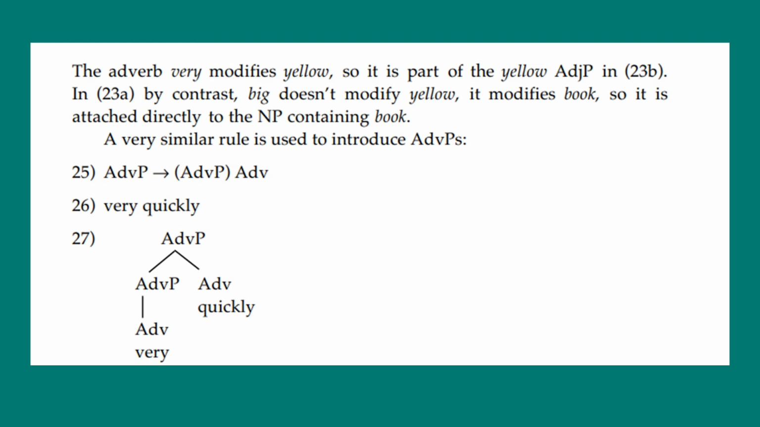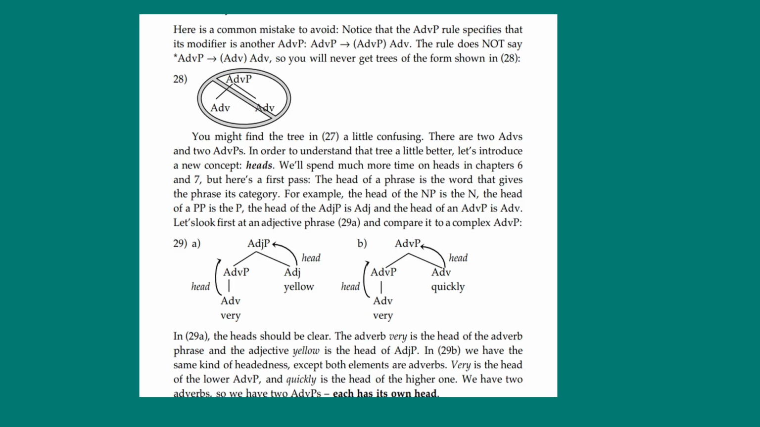A very similar rule is used to introduce adverb phrases. So adverb phrase goes to adverb. Very quickly. Just take a look at the figure in number 27. Here is a common mistake to avoid. Notice that the adverb phrase rule specifies that its modifier is another adverb phrase. Adverb phrase goes to adverb phrase or to adverb. The rule does not say adverb phrase goes to adverb adverb, so you will never get trees of the form shown in 28.